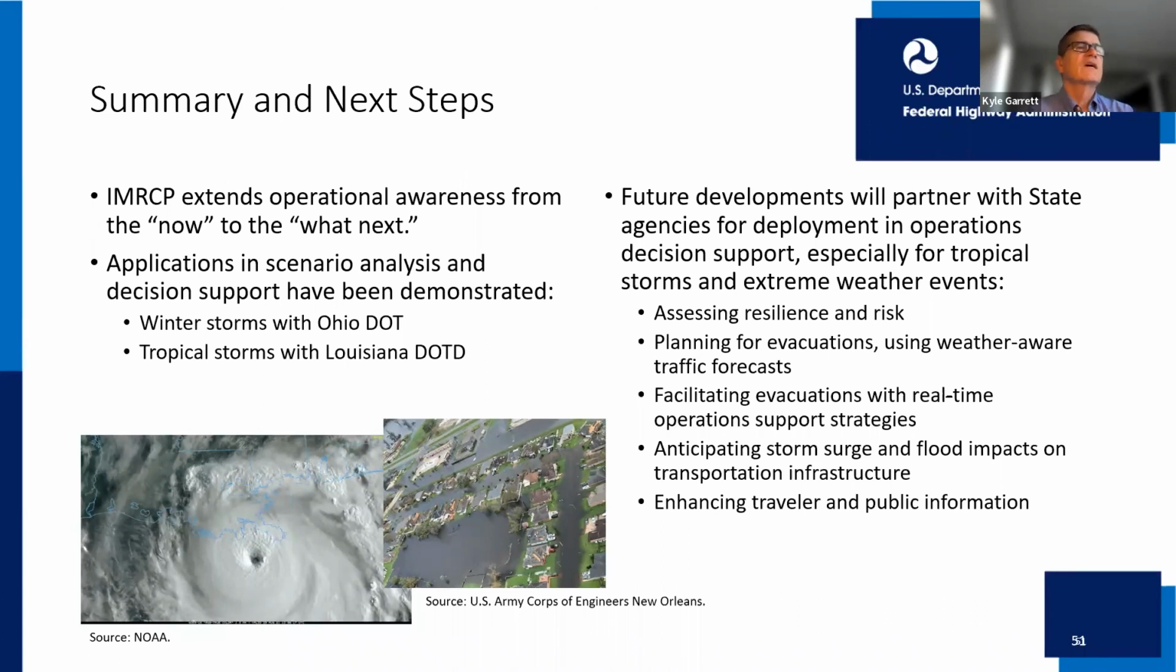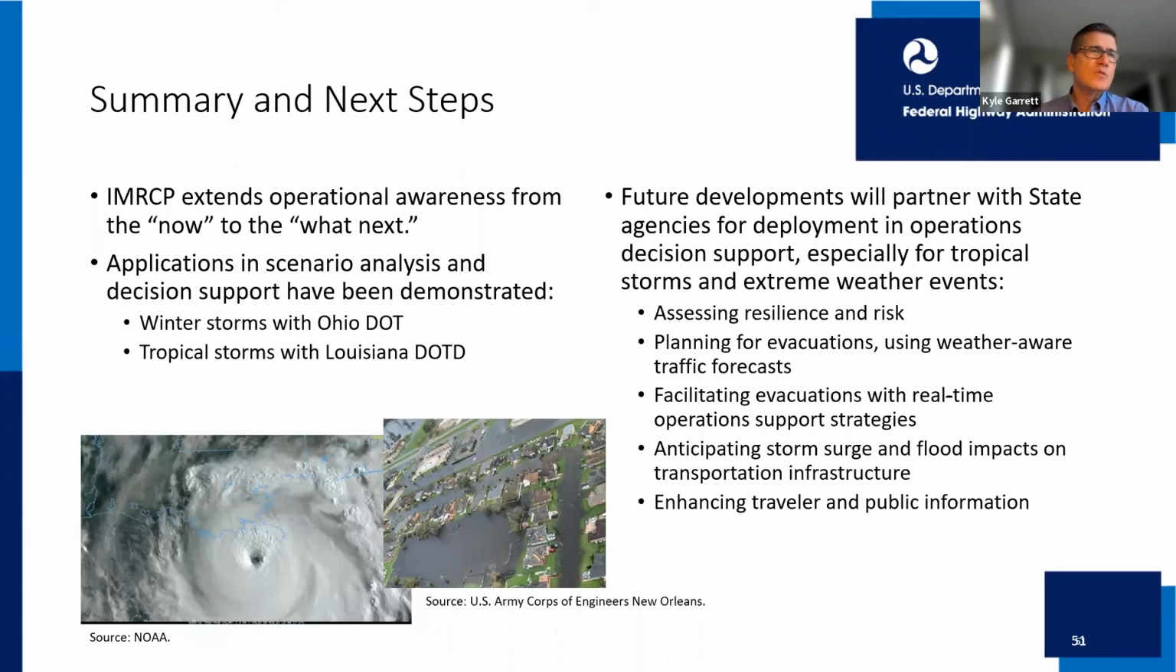Future deployments will partner with state agencies, especially for tropical storms and extreme weather events. It's become clear that this is an emerging area of interest that doesn't just affect, by the way, the coastal regions. A lot of you may remember that Hurricane Ida actually spread very heavy rain all the way up the Appalachians, even into the mid-Atlantic and the northeastern states.